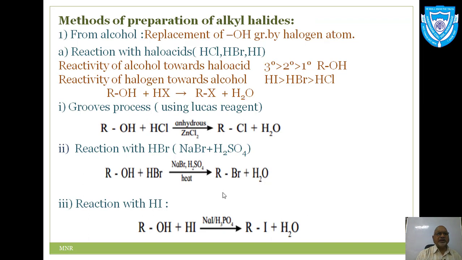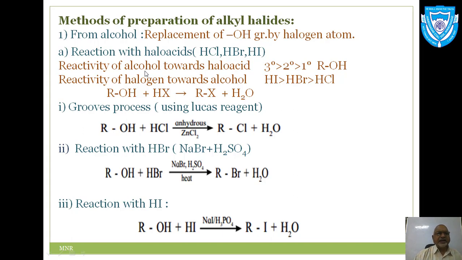Let us now go to the next topic of this chapter, halogen derivatives, that is methods of preparation of alkyl halides. We can prepare alkyl halides from alcohols by replacing the hydroxyl group, definitely monohydroxy alcohols, by a halogen atom. Halogen may be chlorine, bromine or iodine. The first reaction is with haloacids. Haloacids are nothing but HCl, HBr or HI. These are known as haloacids.